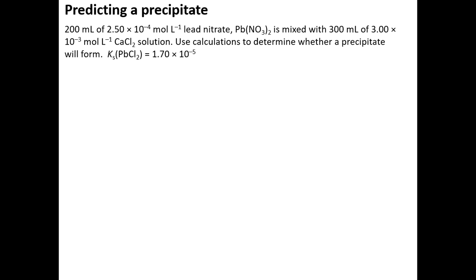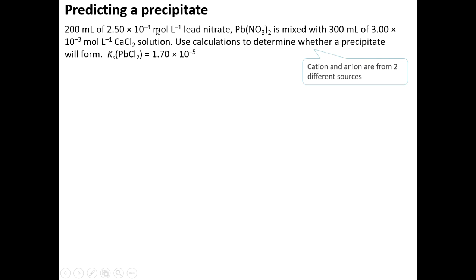Kia ora. Let's look at a slightly more complicated example of predicting a precipitate. So here we have a solution of lead nitrate mixed with another solution of calcium chloride, and we need to work out whether a precipitate will form or not via calculation. Remember, the cation and anion are from two different sources.